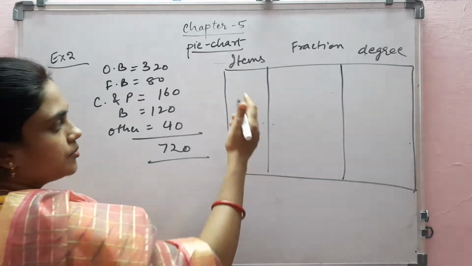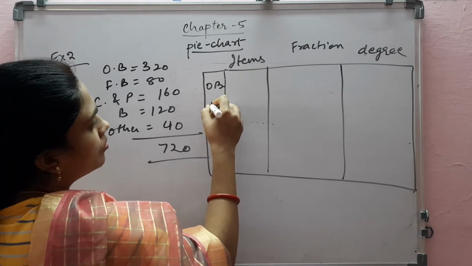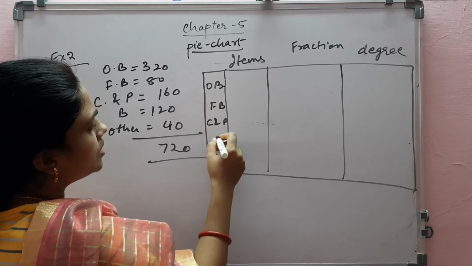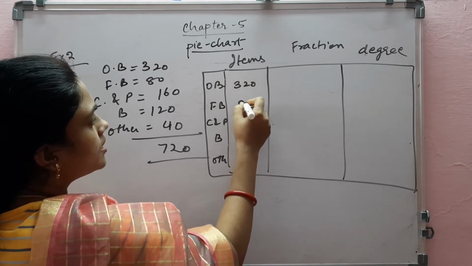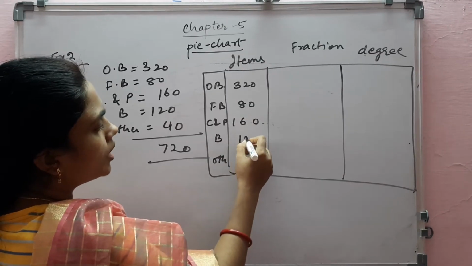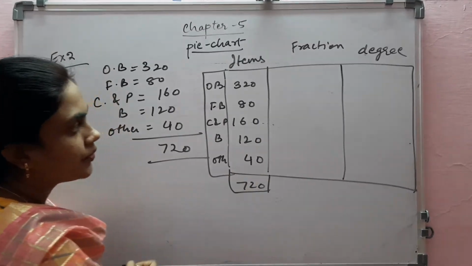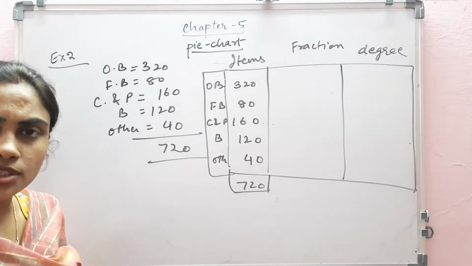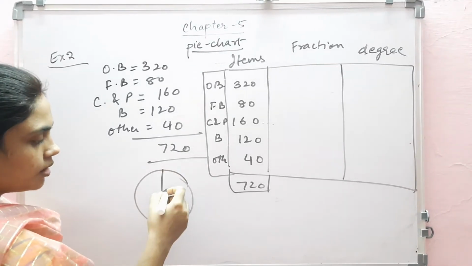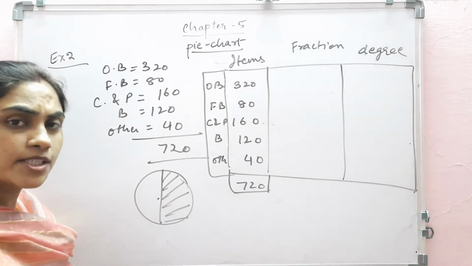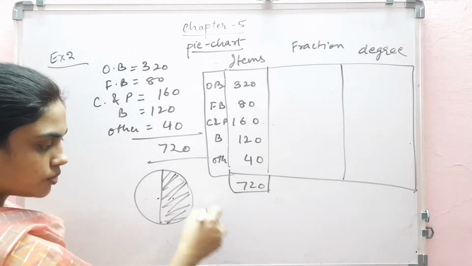First of all, the items. The items are, let me write here, ordinary bread, fruit bread, cakes and pastries, biscuits and others. So the first one is 320. This is 80, 160, 120 and 40. And the total amount is 720. Now how will you convert them into fraction? If you want to convert them into fraction, suppose this is a circle. If you color this half portion, then how will you express it as a fraction? There are two parts in the circle and we have colored one part. So this is 1 by 2.